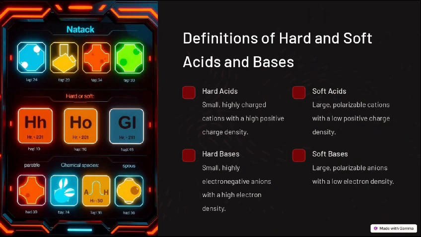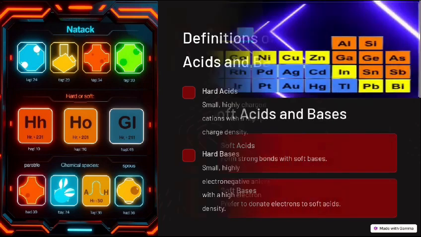Hard acids: small, highly charged cations with a high positive charge density. Soft acids: large, polarizable cations with a low positive charge density. Hard bases: small, highly electronegative anions with a high electron density. Soft bases: large, polarizable anions with a low electron density.